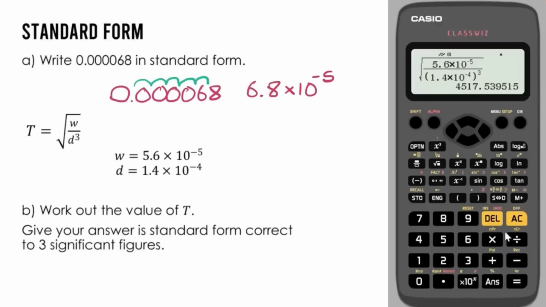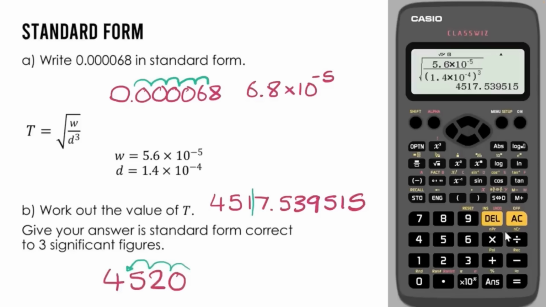It does want this to 3 significant figures, so we'll write that down, drop it after the third number, so that'd be 4,520, and then we need to hop the decimal back in 3 jumps to make it 4.52, and that'll be times 10 to the power of 3.